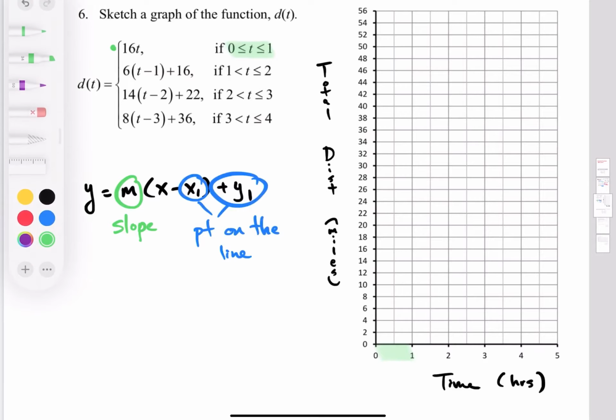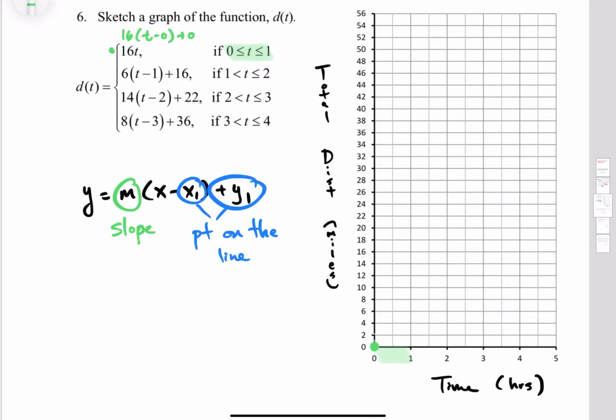Well, we can also look at this particular equation as y equals 16 times t minus 0, plus 0. And those two zeros are basically our starting point. So that's our point on the line. Starting at 0, 0, when the time is 0, they haven't traveled anywhere. Now, they did have that slope of 16. That 16 means 16 over 1. So I'm going to travel up 16 all the way up here, and I'm going to go over 1.